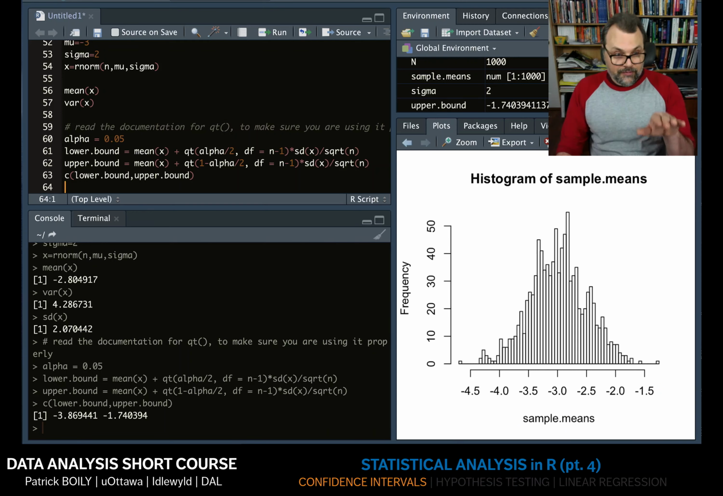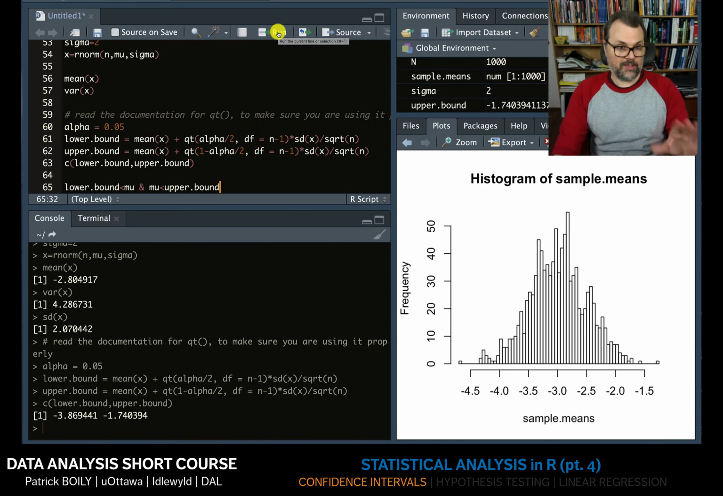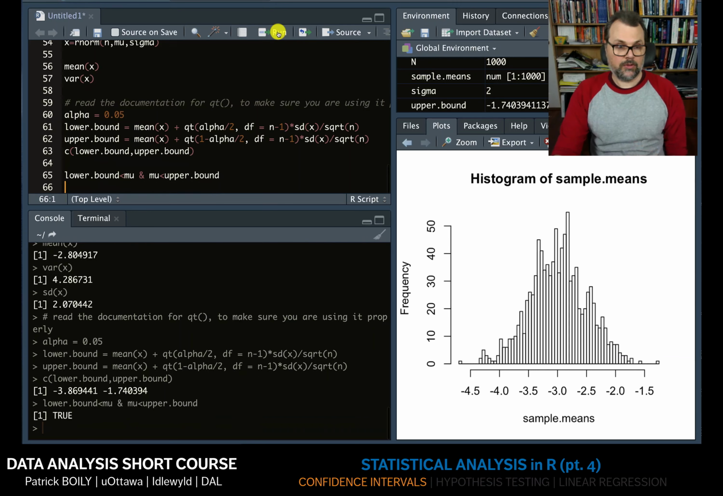And sure enough, even when we do not know the standard deviation, when we have to estimate it from the sample, the true value of the population mean, minus 3, was found within the confidence interval. This is something you can confirm by determining if mu was above the lower bound and below the upper bound.